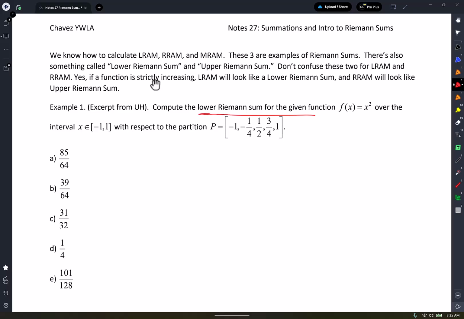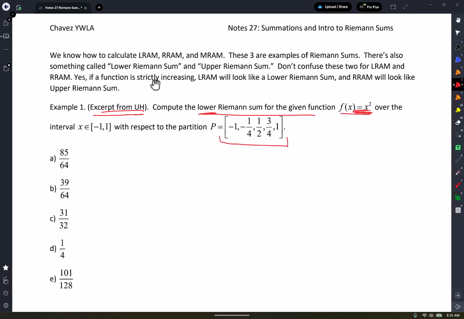This is lower Riemann sum, not to be confused for LRAM. Sometimes the lower Riemann sum can be an LRAM if you have a strictly increasing function, but that's not the case. So let's just see it. It is coming from UH, so you can see what's coming up next. Compute the lower Riemann sum for the given function x squared. So this is a strictly increasing function between -1 and 1 with respect to partition. Well, it's increasing between 0 and 1, but decreasing between -1 and 0 with respect to the partition.